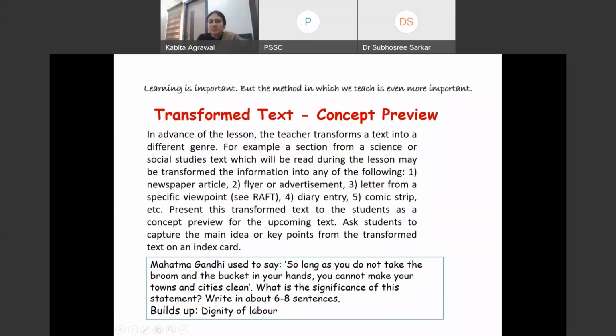So maybe when you're going to talk about dignity of labor, you would like to use something from Mahatma Gandhi and say, so long as you do not take the broom and bucket in your hands, you cannot make your towns and cities clean. And write more statements, about 6 to 8 statements, and let the children brief on this, about the dignity of labor.